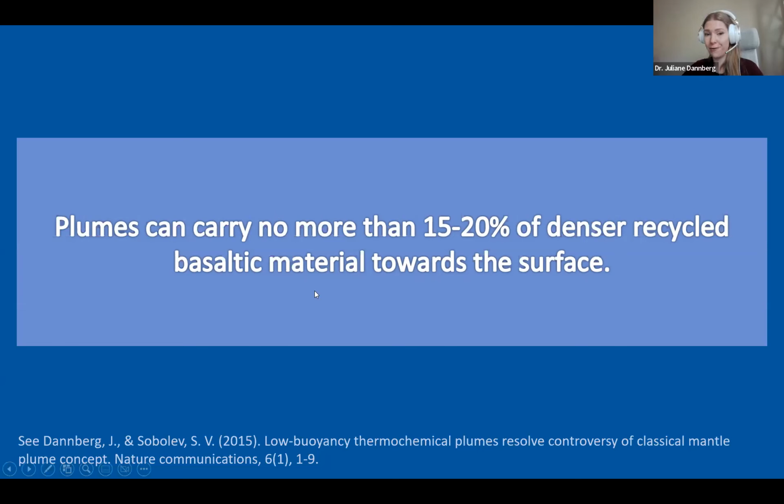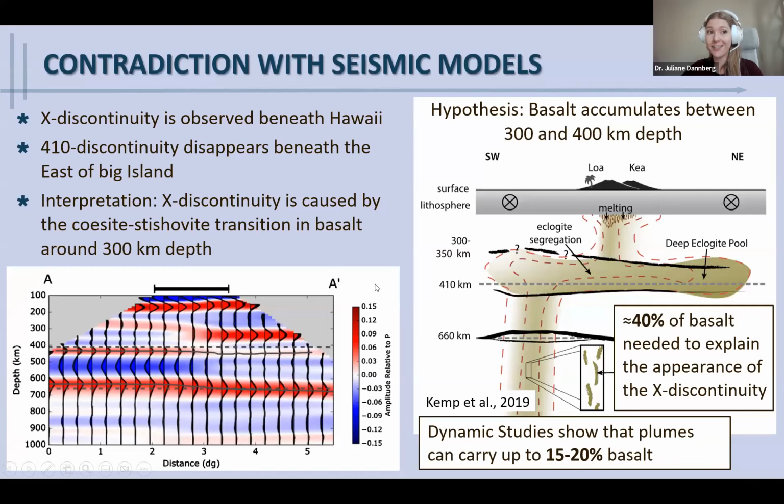So this is the story from geodynamic modeling, but then seismic observations tell us a different story about plume compositions. And specifically, the observation that I'm talking about here is the X discontinuity that is observed beneath Hawaii and also some other hotspots. And here in the bottom left, we see a receiver function study from Kemp et al. And specifically, it's a profile beneath Big Island.